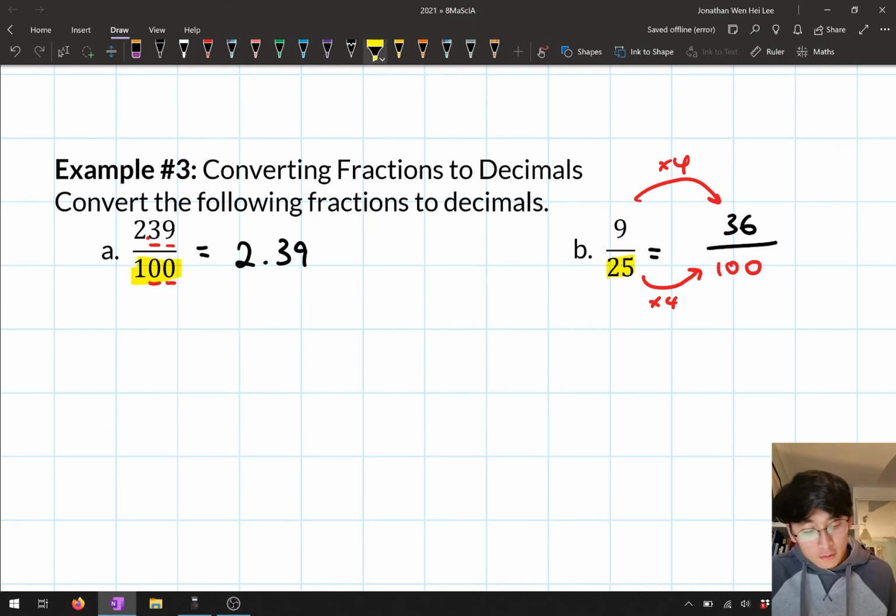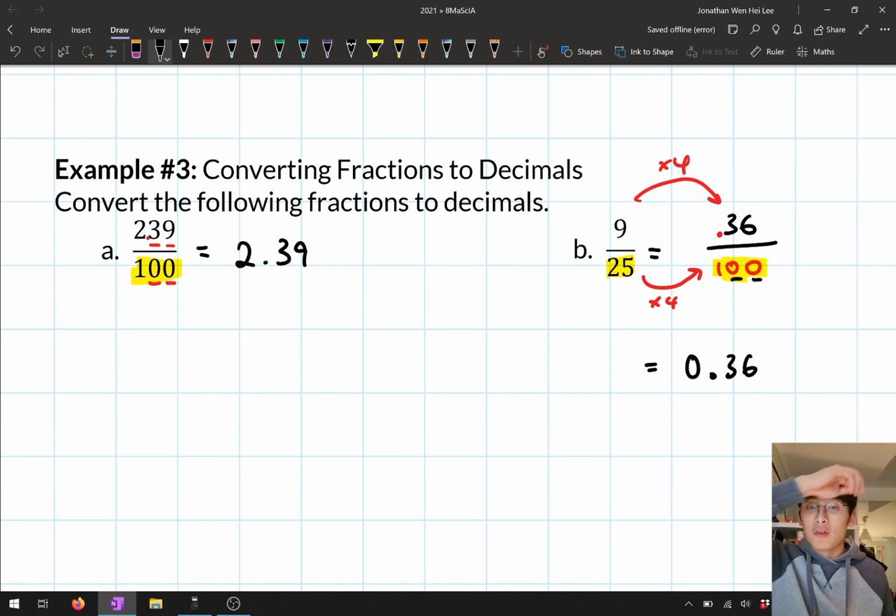Now I've got a power of 10 at the bottom, and all I need to do is, just like we did before, use our place values and actually rewrite this as a decimal. So here we've got 2 zeros. I'm putting this in the 100th column. So what I want to do is I just want to get these 2 numbers. I put the decimal point here, and so this becomes 0.36. Now, if you don't have any number before the decimal point, what do we do? Well, if we don't have any number before the decimal point, we write a 0 there. And so that's how we convert fractions to decimals as well.